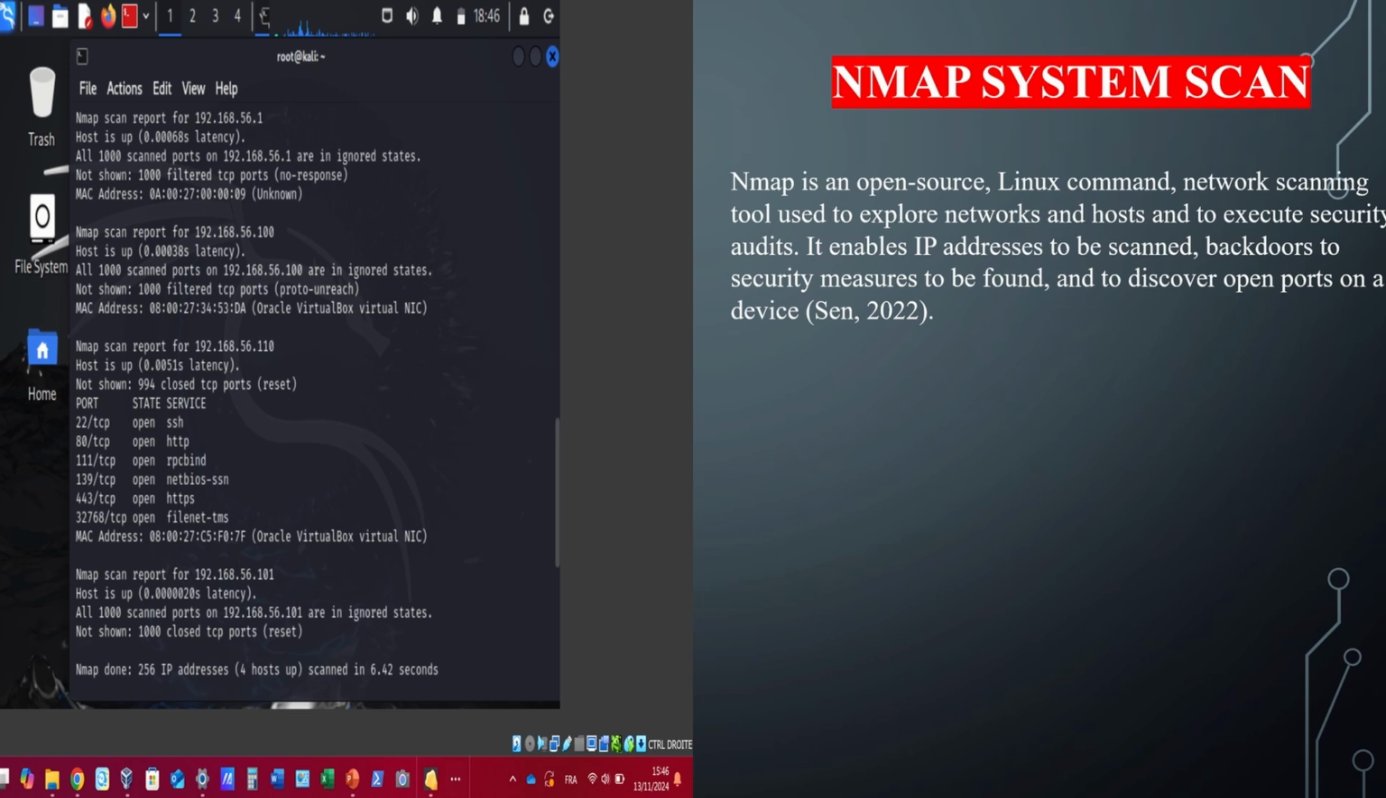Nmap is an open source Linux command network scanning tool used to explore networks and hosts and to execute security audits. It enables IP addresses to be scanned, backdoors to security measures to be found, and to discover open ports on a device. In this screenshot, we scanned about 1,000 ports with only 6 ports being open on the network.